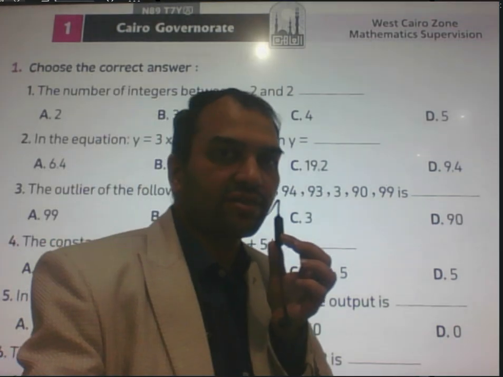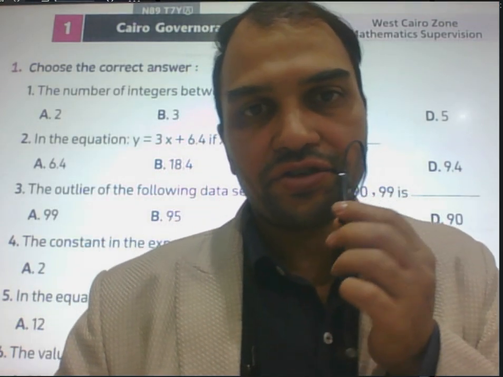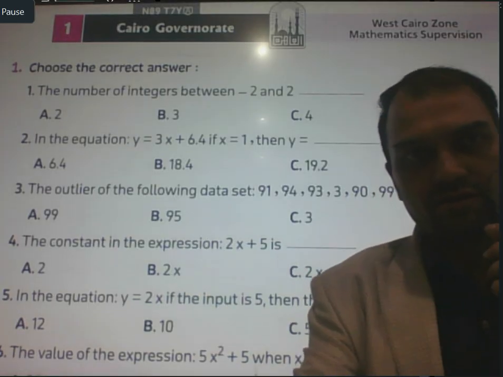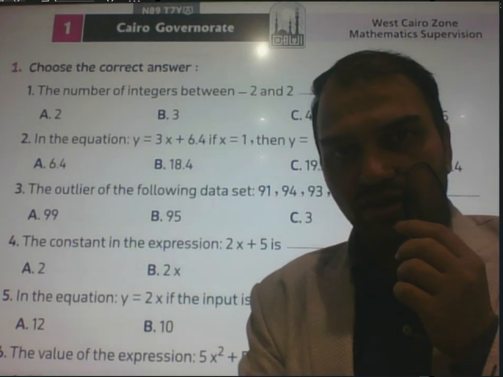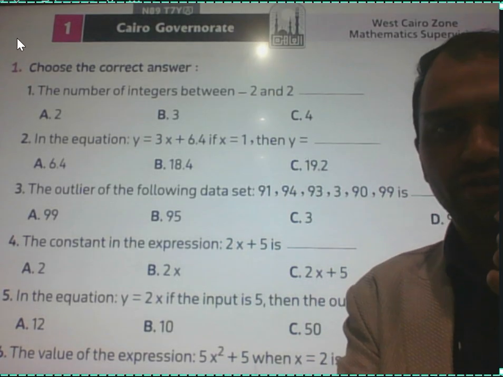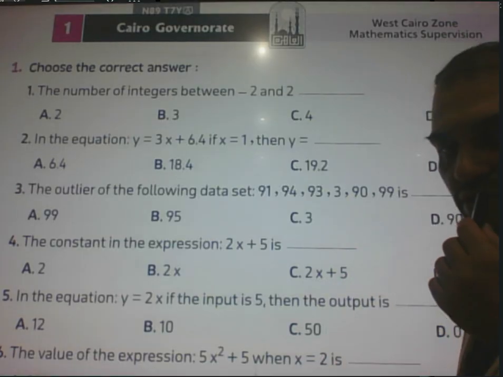Grade 6. Today we'll explain from Moasser Book, Final Revision. Solve first model from Cairo government. Okay. First question here. Choose the correct answer.